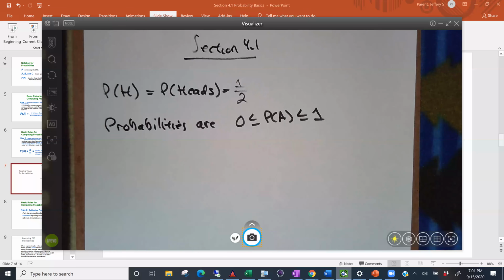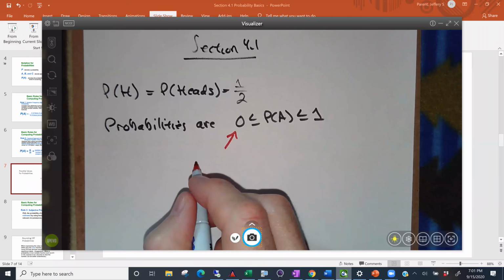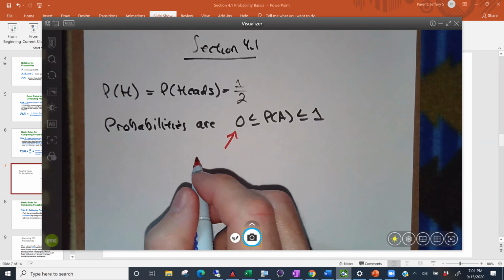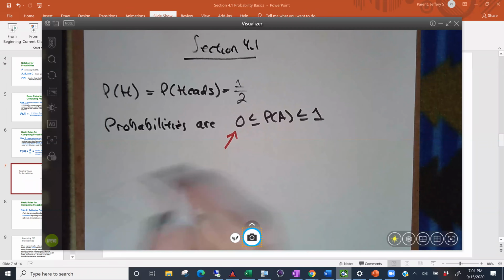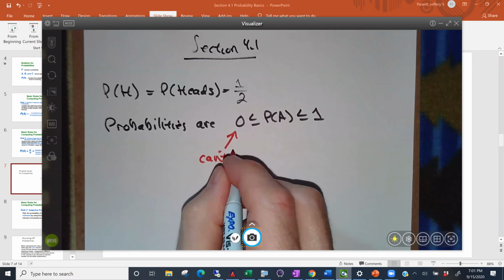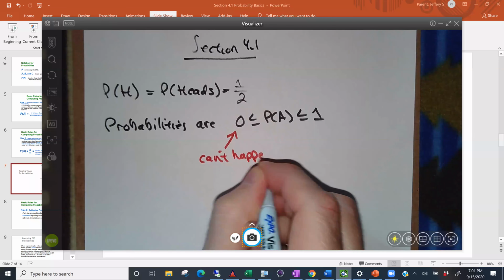And let's discuss what each of these means. What is a probability of 0 going to mean? Something has a probability of 0, what's that mean? It's impossible to happen. Yeah, it can't happen. It's impossible. It won't happen.